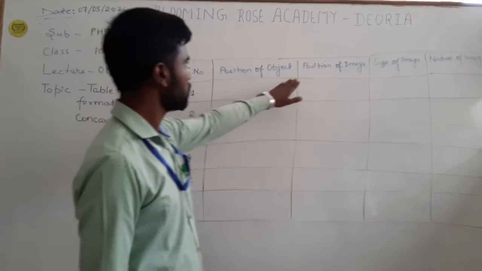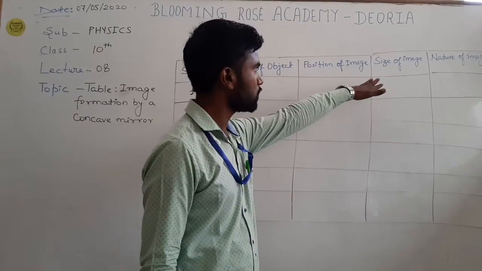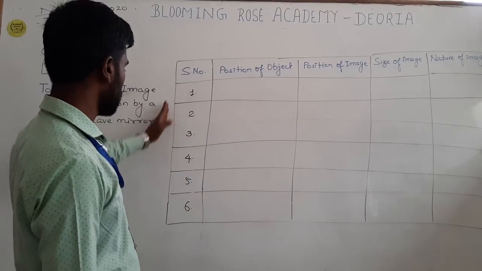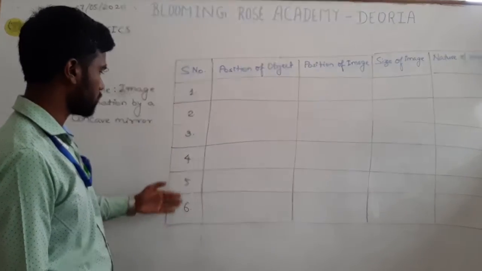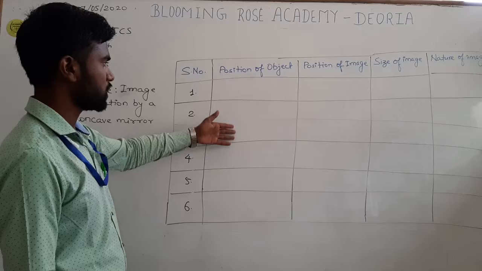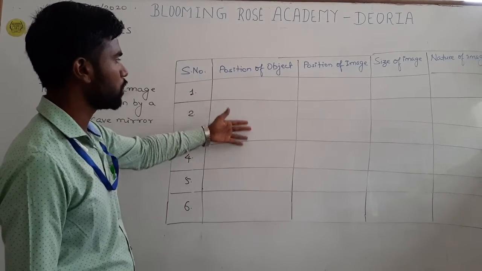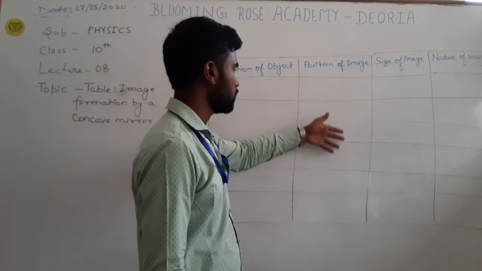The first column is the position of the object, the second is the position of the image, the third is the size of the image, and the fourth is the nature of the image. Here are serial numbers from 1 to 6. We put 6 different positions where we place the object and get the image of the object.